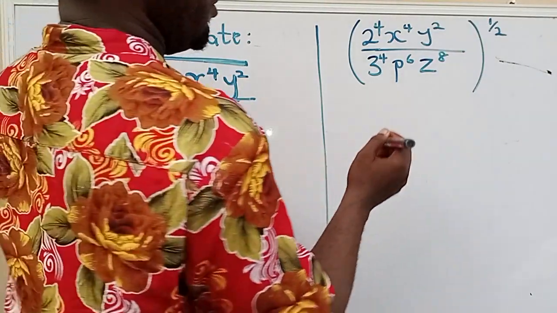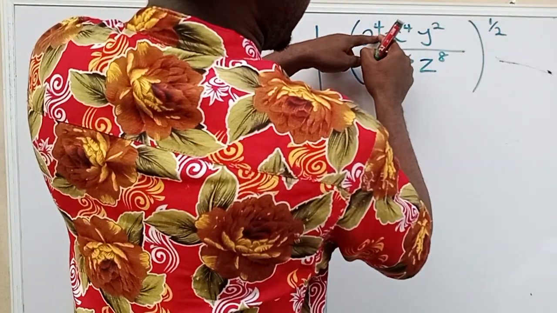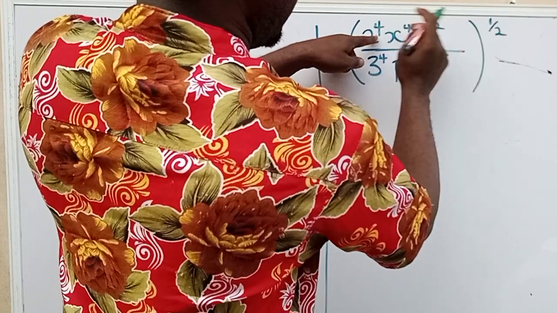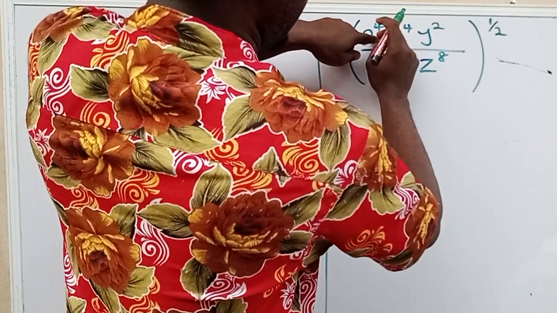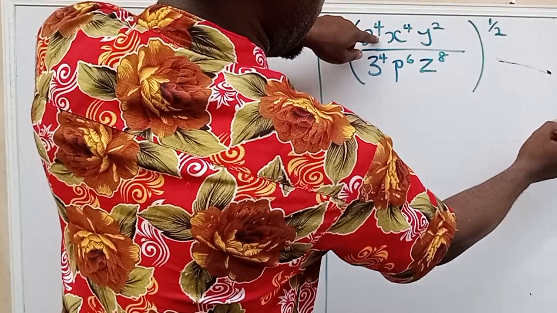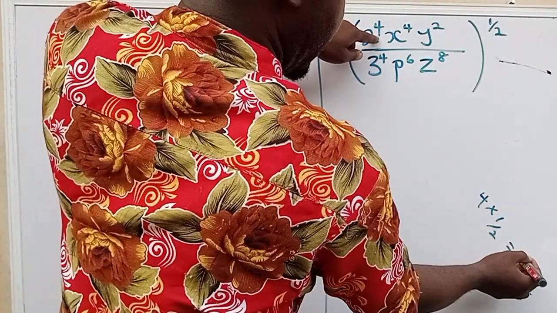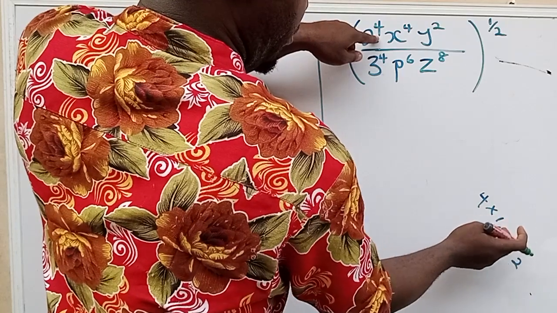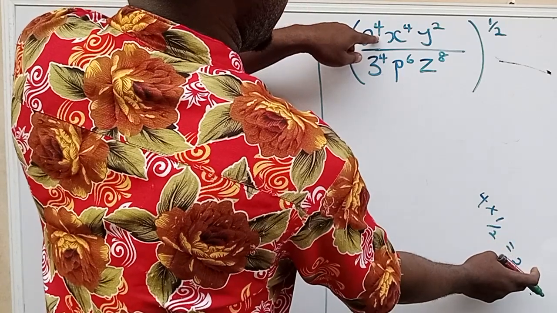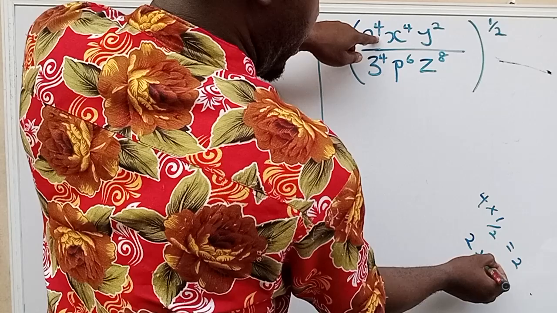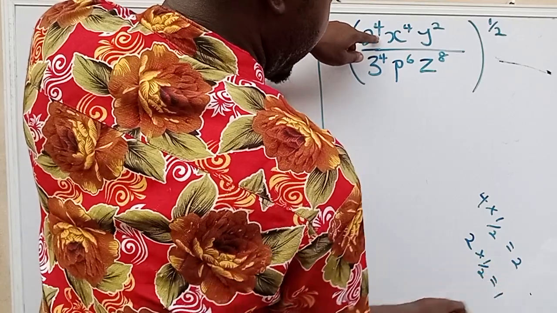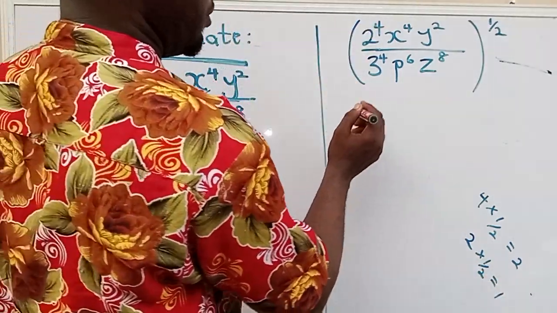Now, in this case, I'm going to apply the law of multiplying power with power. So for example, if I say 4 multiplied by 1 over 2, the answer is going to be 2. 4 times 1, 4, all over 2 is going to give us 2. So if I say 2 multiplied by 1 over 2, it's going to give me 1. Alright, so let's do that here.